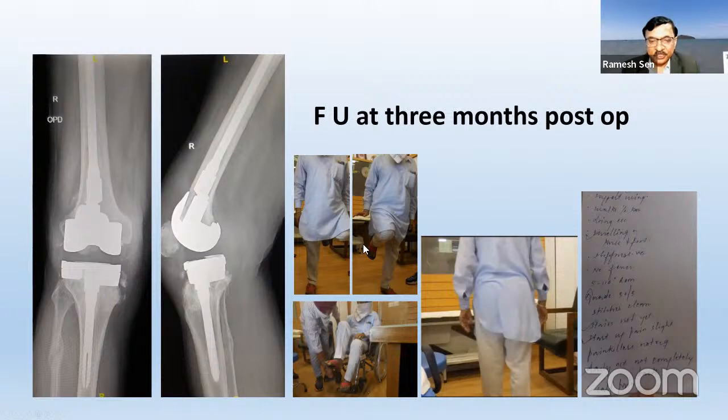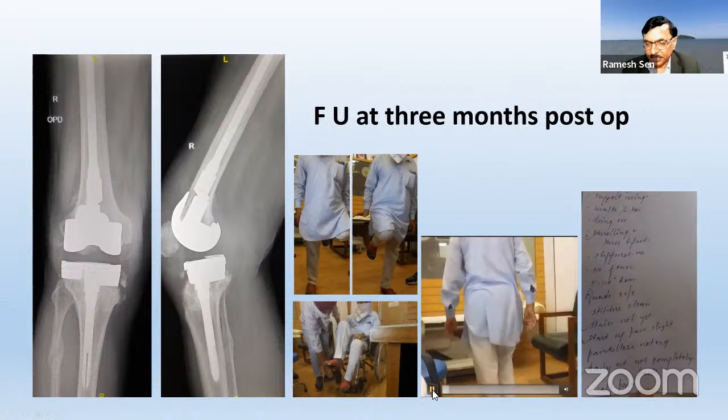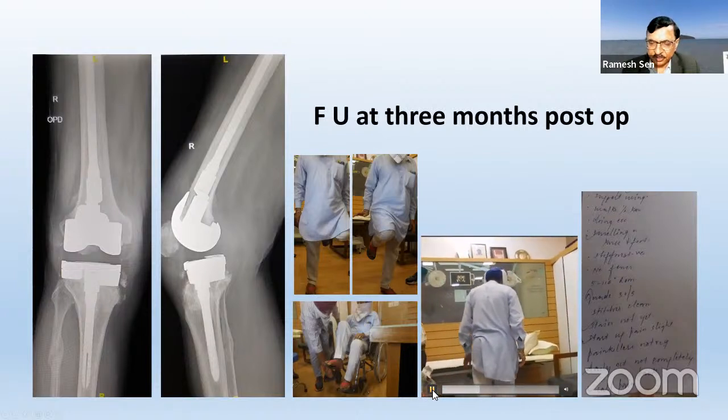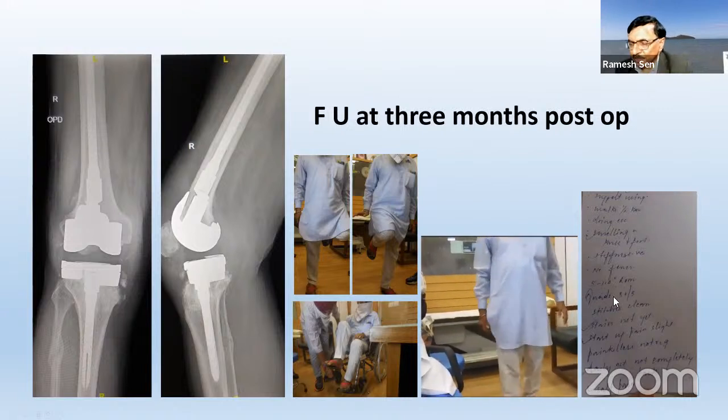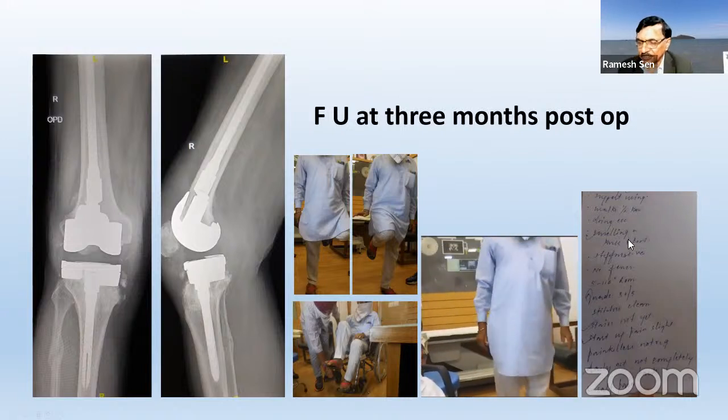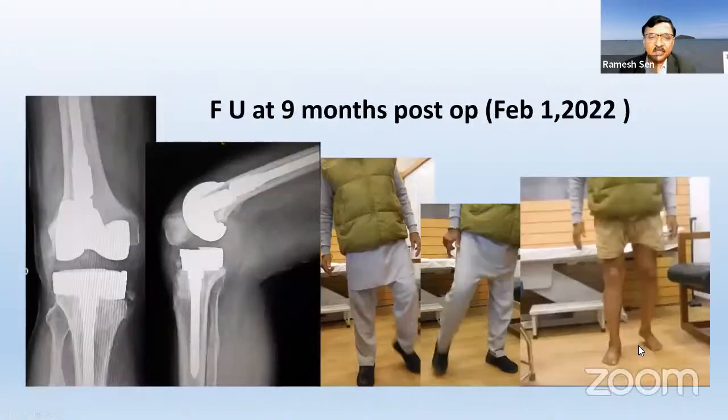And then he could sit, he could stand, and he's able to put up a reasonable amount of strength. And this was the walking after about 3 months of follow-up. His range of movement is good, though the quadriceps were relatively weak, everything was okay. And then he just called in February.